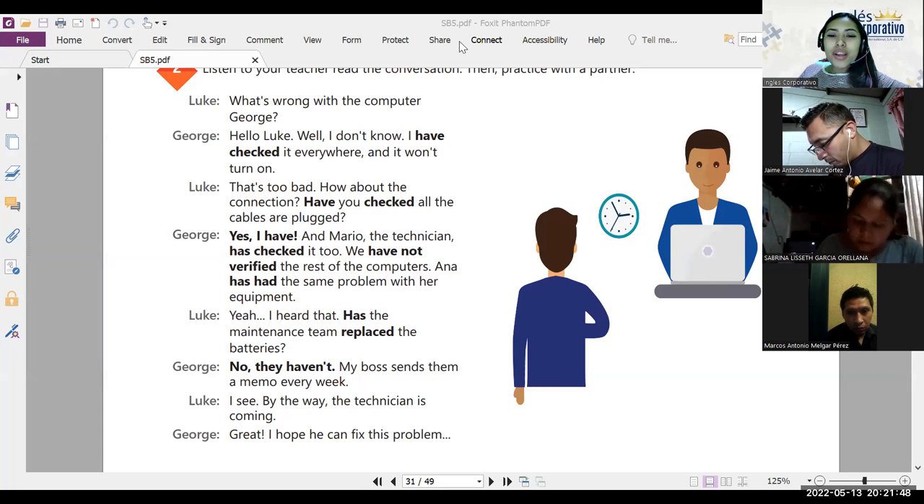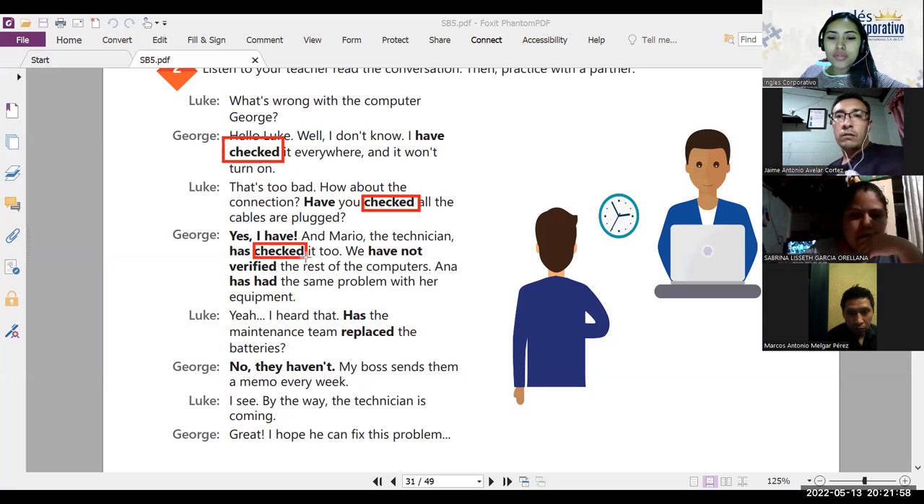What kind of verb is the one that I have here, guys? What kind of verb is it? Is it regular or irregular verb? Could you please tell me? Regular or irregular verb? Regular. Great. Perfect. Do we have any irregular verb in the conversation?